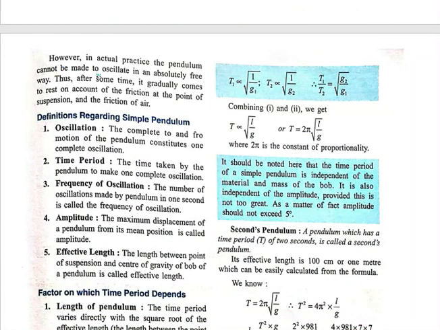However, in actual practice, the pendulum cannot be made to oscillate in an absolutely free way. Thus, after some time, it gradually comes to rest on account of friction.